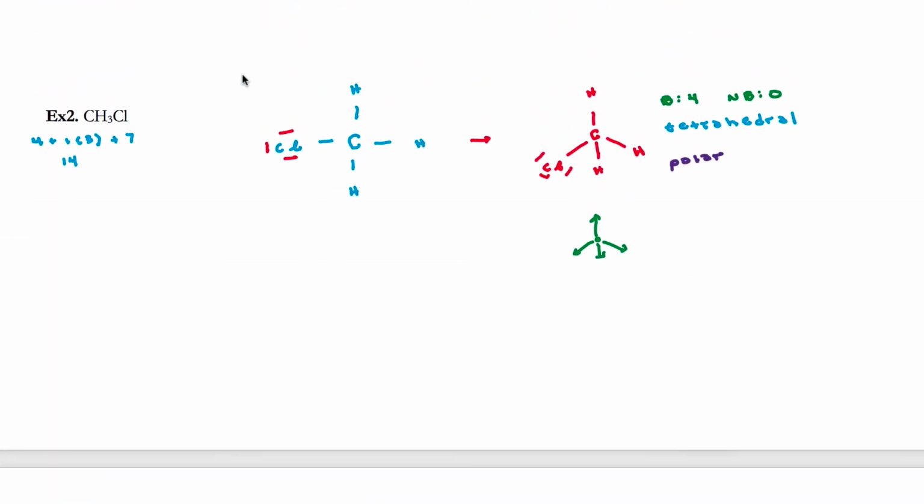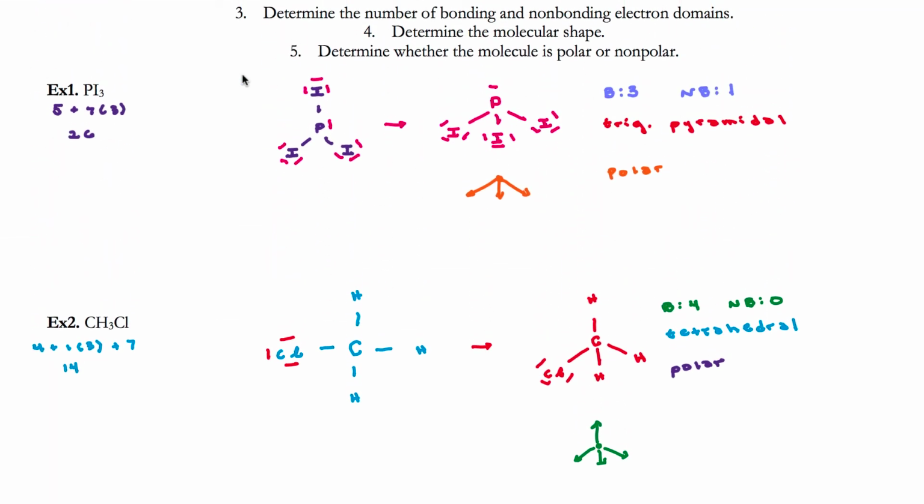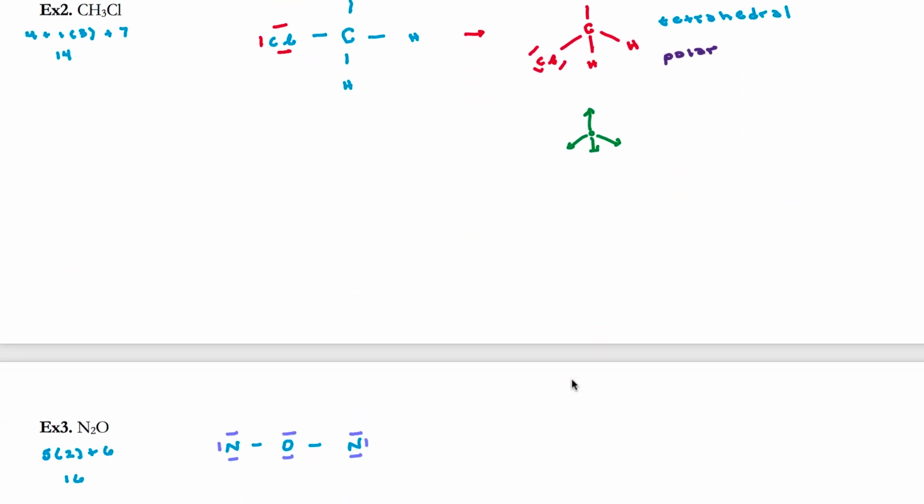Let's count how many valence, and one thing I've been very sloppy with, and I apologize, I need to go back. I need to make sure I'm using the correct number of valence electrons for all of these. So let's check. 2, 4, 6, 8, 10, 12, 14, 16, 18, 20, 22, 24, 26. I'm using the correct number of valence electrons. I apologize for not checking that before. For CH3Cl, 2, 4, 6, 8, 10, 12, 14. And I'm using the correct number of valence electrons. Sorry about that.